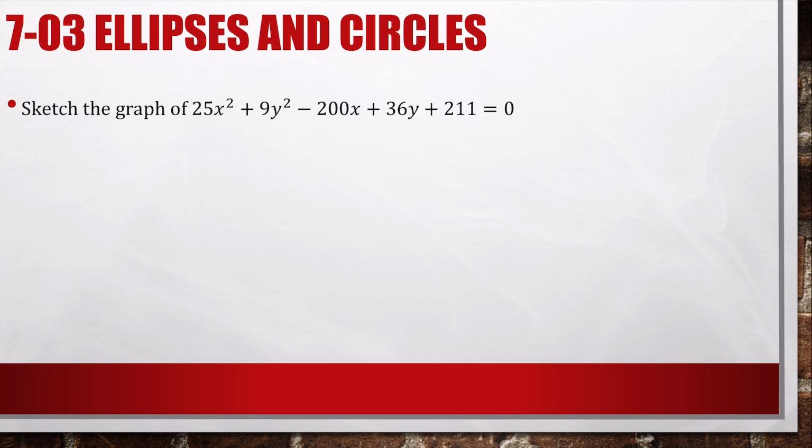Let's sketch the graph of this. Woo! We have both x squareds and y squareds and x's and y's. We're going to have to complete the square in both x and y. So start by grouping the x's together, and then grouping the y's together. And let's put the 211 on the other side of the equal sign. So subtract 211.